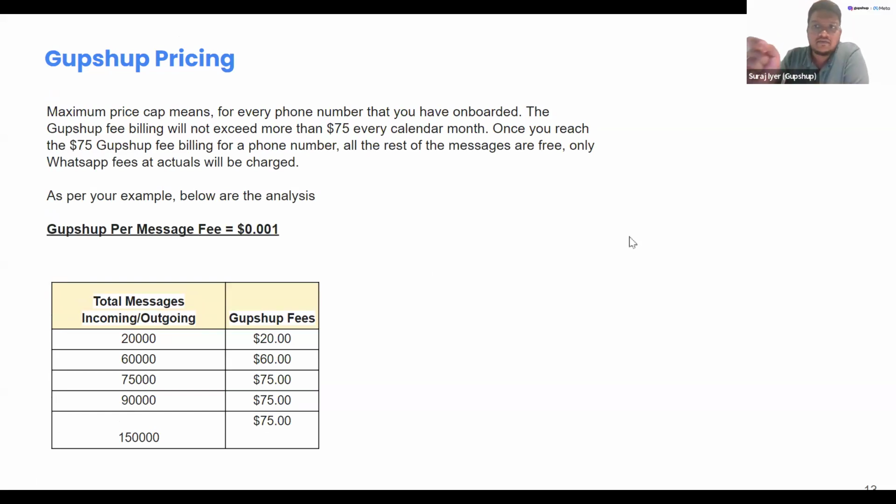Please note the calendar month logic is very important, because if you onboard a phone number on the 25th, in that case, the 75 calculation will reset on the first of the month itself. So it is not 30 days from when you go live. It is on the calendar month itself. So here the calendar month will be the next month, not the same month. Correct. That's right. So first of every month is when the reset happens. Okay.